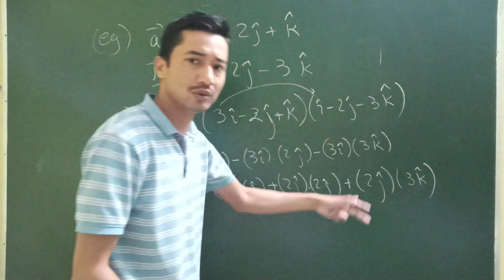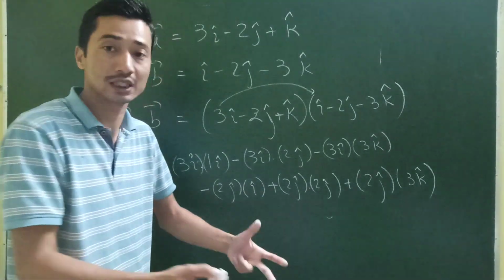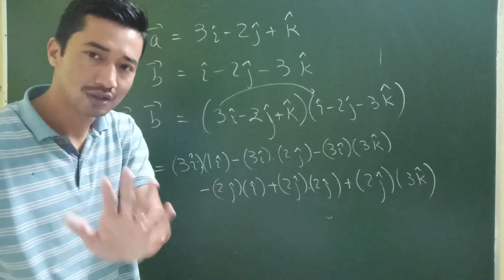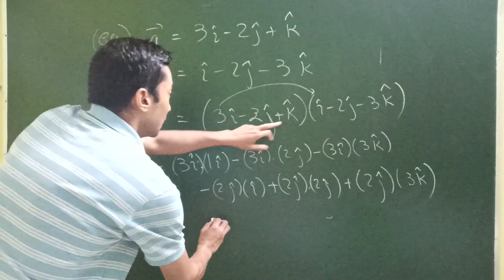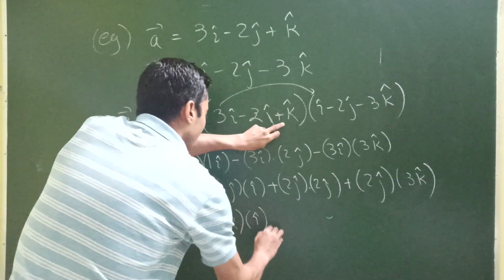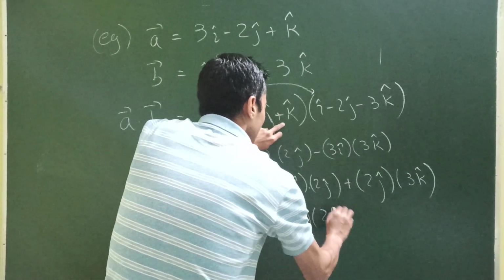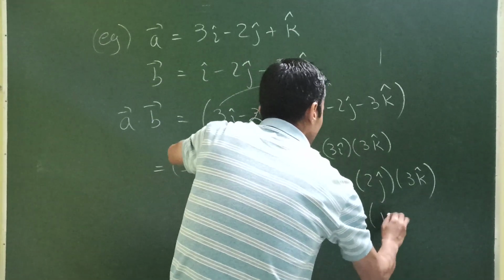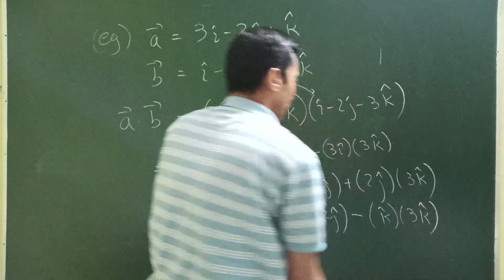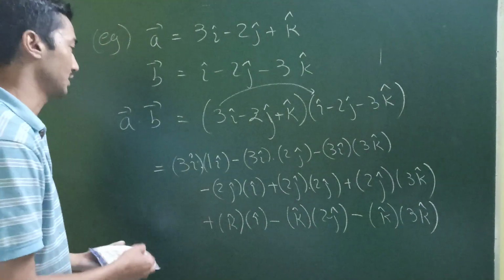Don't worry, we are not going to be doing such a long multiplication. This is just the first solution, that's why I'm showing you what is going to happen. After that, I'll tell you exactly what to do, a shortcut directly. Then plus the dot product of k and i, plus the dot product of k and 2j, plus the dot product of k and 3k.